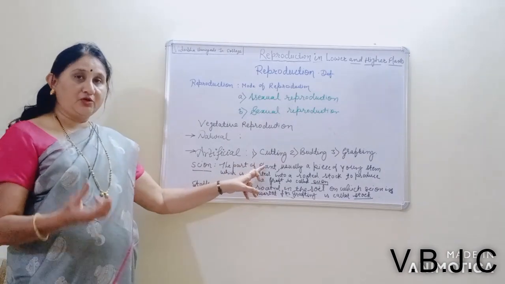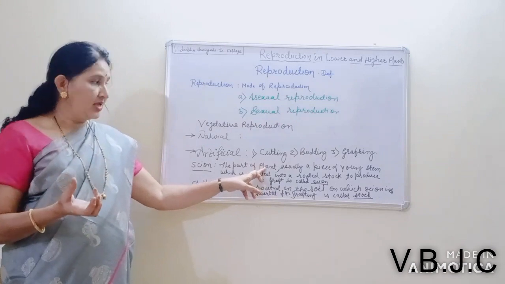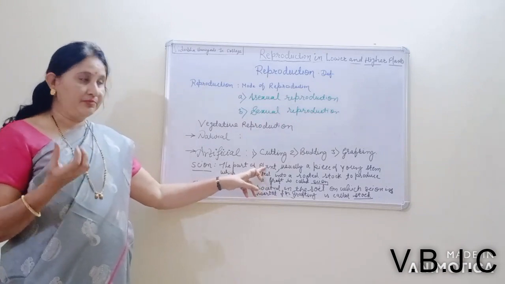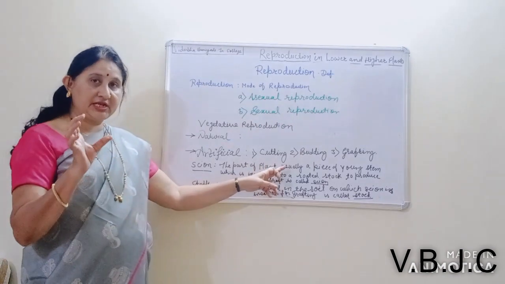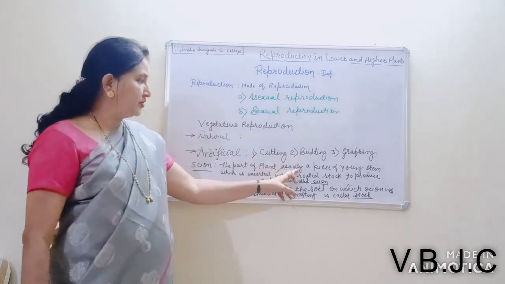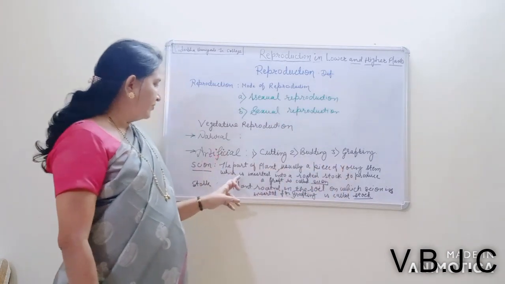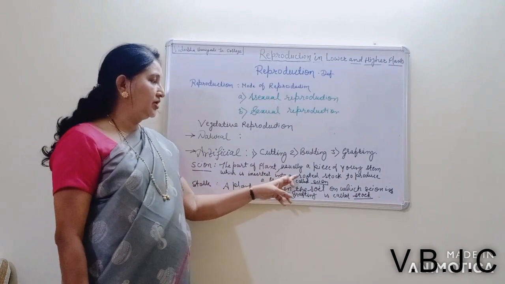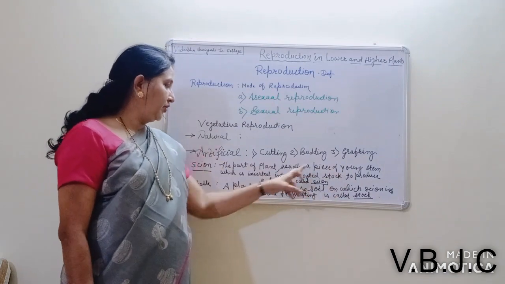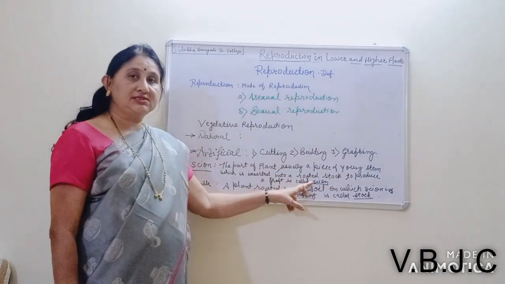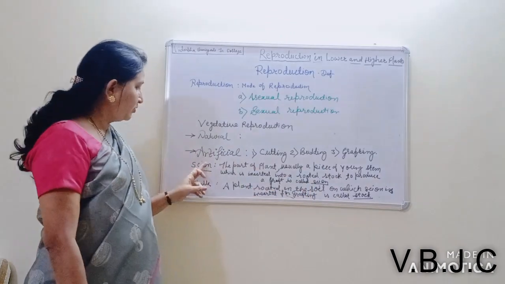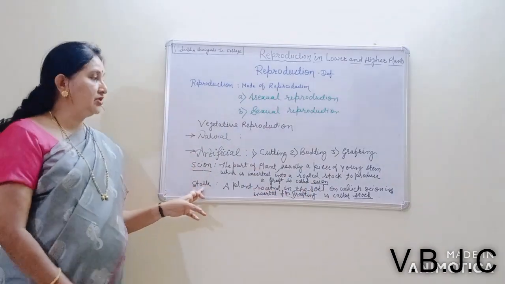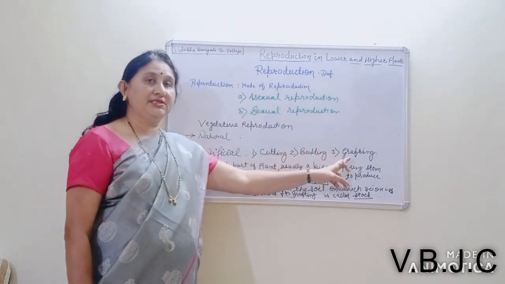The scion may be the stem, it may be the root, it may be the leaves also, but mostly the stem is used, usually a piece of the young stem, which is inserted into a rooted stalk to produce a graft. So this is about these two terms, which are mostly used in budding and grafting.